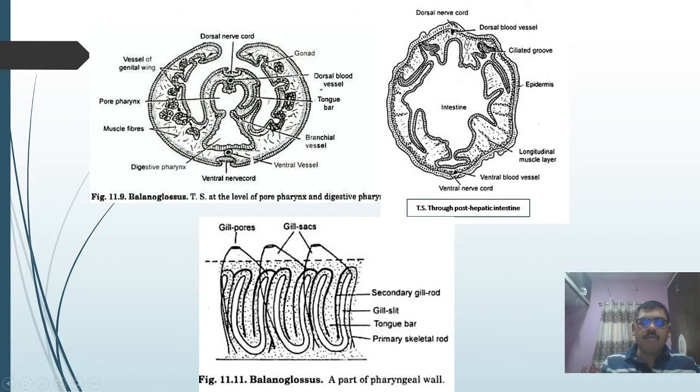You can observe here the digestive pharynx. This is the cavity in the pharynx region, and around the pharynx you can observe the gonads. This is the branchiogenital region, and this is the pharyngeal region, and these gonads will produce the sex cells. These are the tongue bars, and these are the branchial vessels. This is the ventral vessel, the ventral nerve cord, and the dorsal nerve cord, and this is the genital wing.